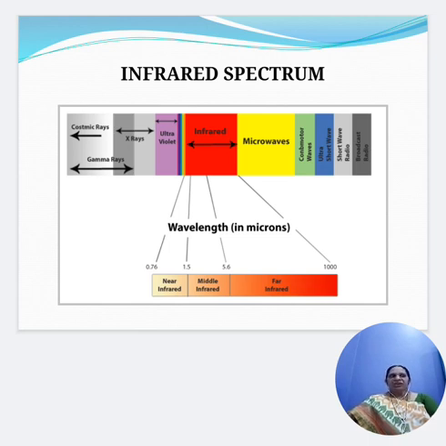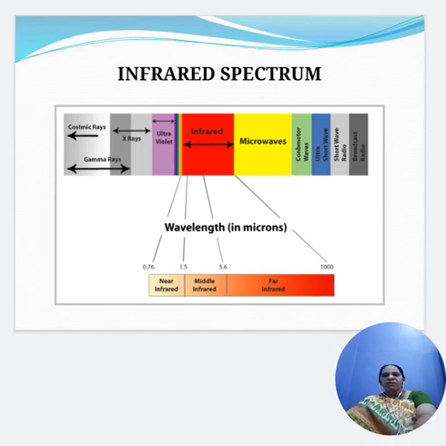This infrared radiation is divided into three regions: the near infrared region, the middle infrared region, and the far infrared region. The near infrared region is between 0.76 to 1.5 microns, the middle infrared region is between 1.5 to 5.6 microns, and the far infrared region is between 5.6 to 1000 microns.